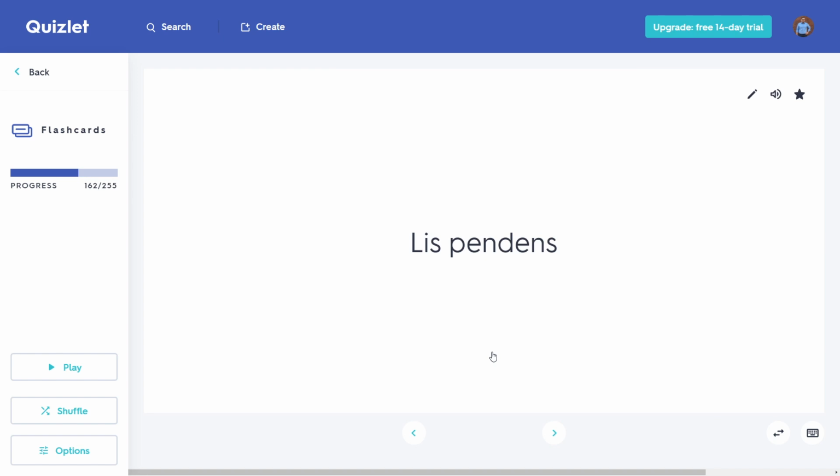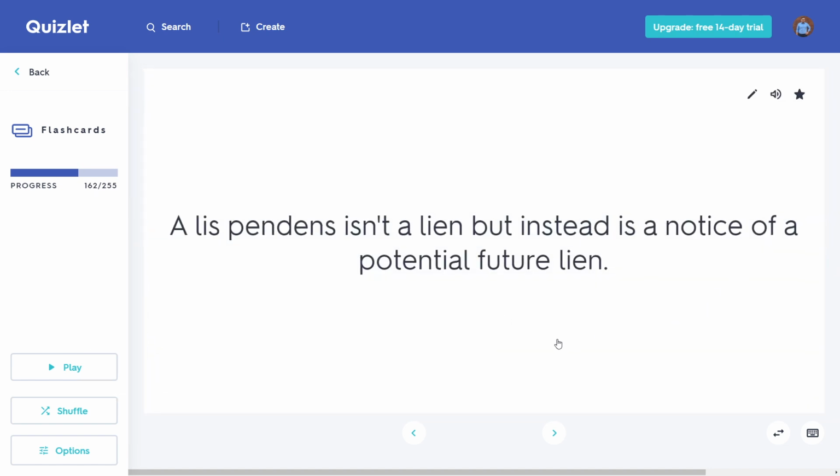All right, lis pendens. What is lis pendens? I'll give you guys an opportunity to think this one over. Okay, so what is lis pendens? Well, lis pendens isn't a lien, but instead is a notice of a potential future lien. That's one of these terms that I know is pretty obscure, but they love to throw these obscure terms on the exam. You just need to know what it is. And again, it's not a lien. That's what sometimes people get confused about, but it's a notice of a potential future lien.